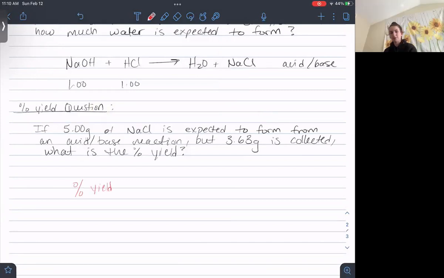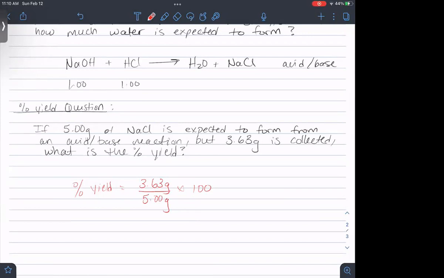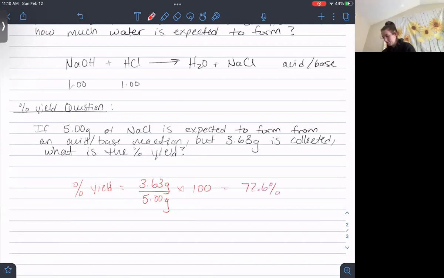Awesome. Yep, so your percent yield will be equal to 3.63 grams on top divided by the 5 that we expected, and then multiplied by 100. So what does that come out to be? 72.6%. Awesome. We want 3 sig figs because we started with 3 sig figs in our original question. And this looks good to me.